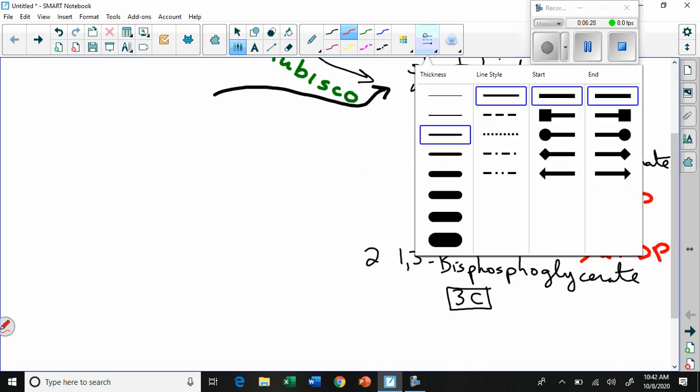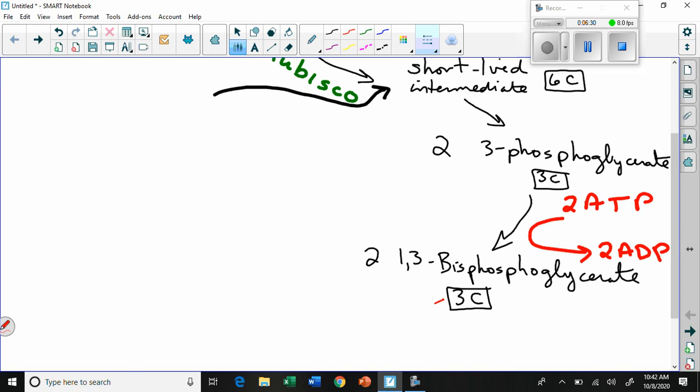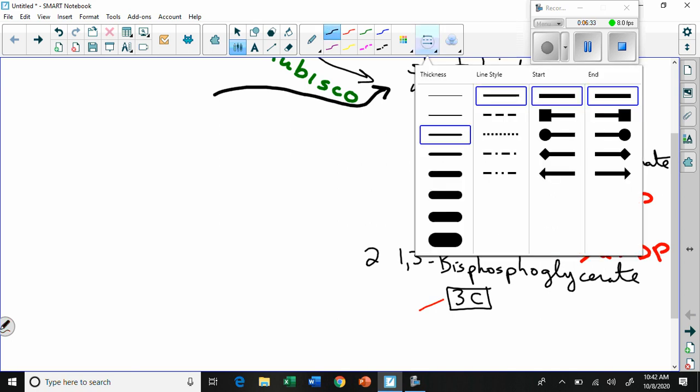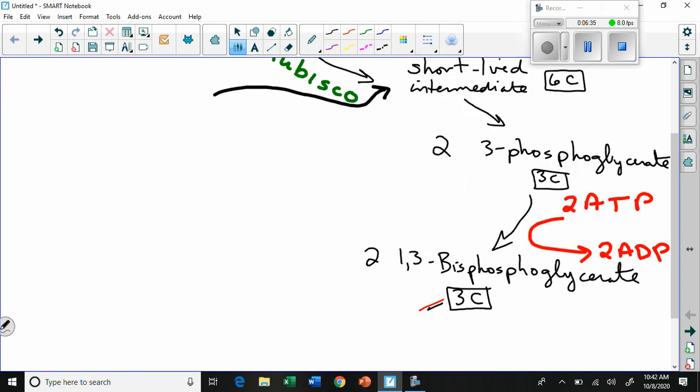Then this molecule is turned into glyceraldehyde 3-phosphate. Remember that guy? Glyceraldehyde 3-phosphate. I have to write this on 2 different lines. And this is also a 3-carbon molecule.